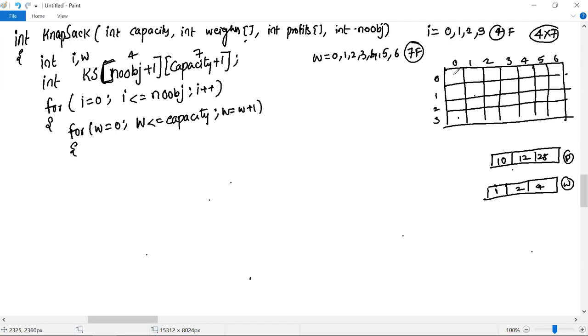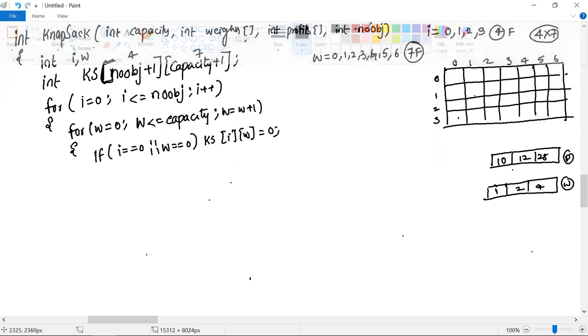Now, what is the meaning? Whether I is 0 or W is 0, populate that value to 0. How do you write that? If I is equal to 0 or W equal to 0, what should I do? Ks of I, W equal to 0. Whenever you write this line, these values will be populated, not now only, when that line is executed for every iteration.